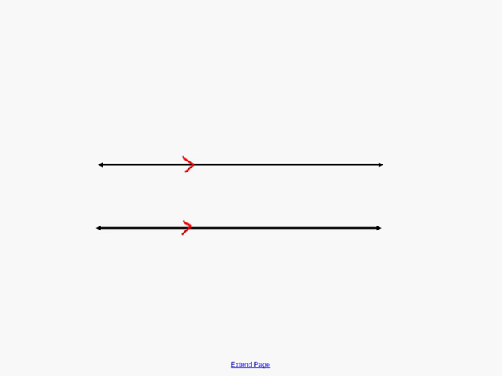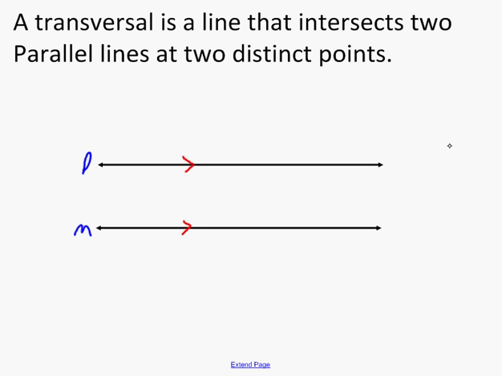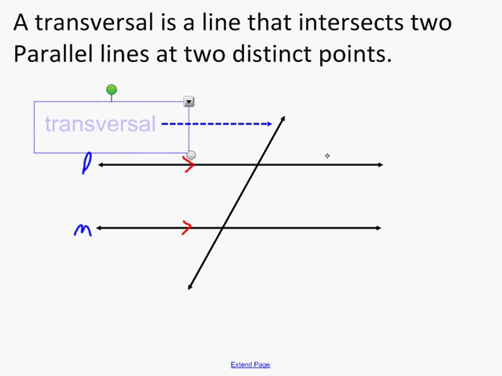All right, so as you know, parallel lines are two lines that never intersect. The way we indicate that in geometry is with this symbol. You see those little arrows here and here? Those arrows tell you that these two lines, which I'm going to call L and M, are parallel. So we've got two parallel lines here. A transversal is a line that intersects two parallel lines at two distinct points. So this line over here is a transversal.